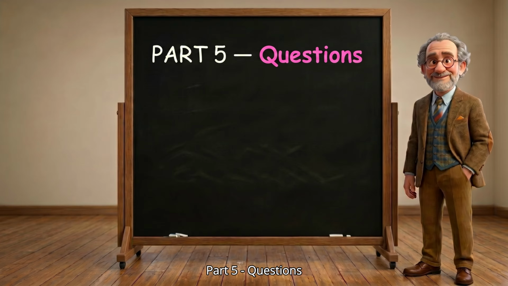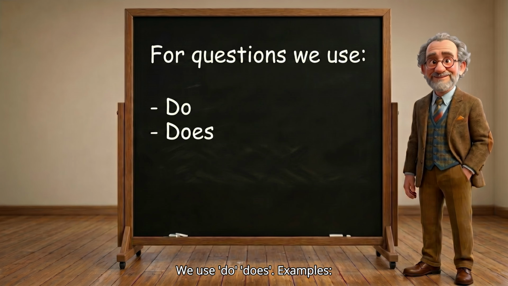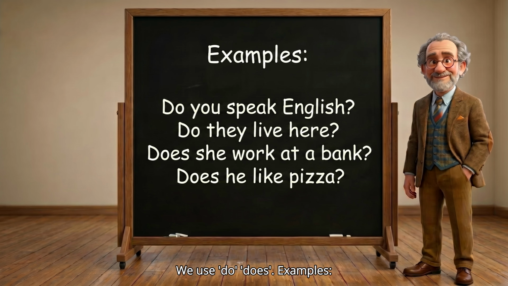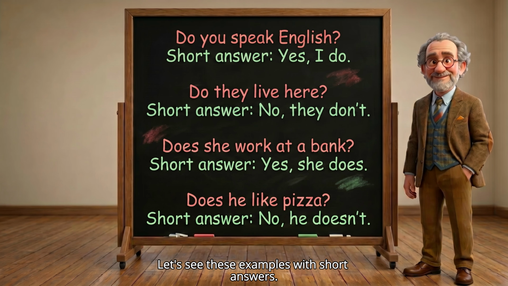Part 5. Questions. Now let's make questions. We use do, does. Examples. Do you speak English? Do they live here? Does she work at a bank? Does he like pizza? Let's see these examples with short answers.